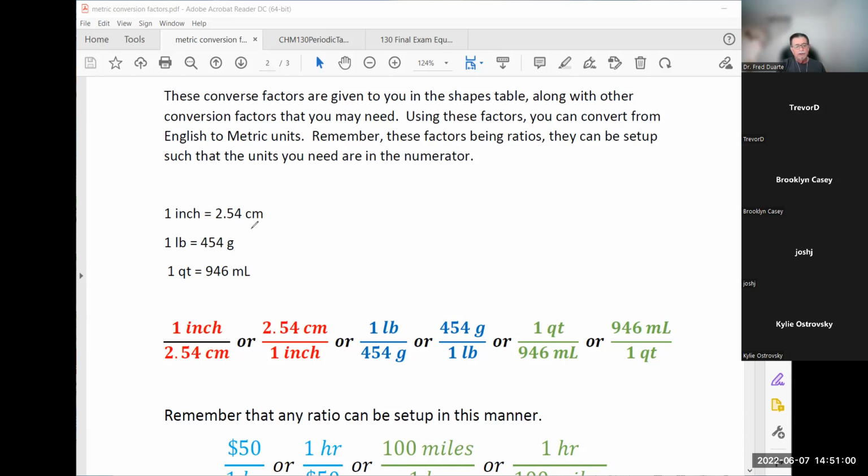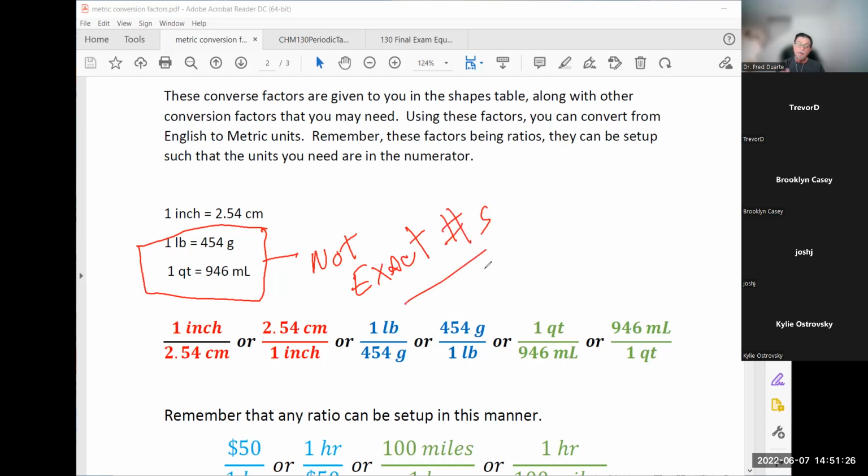Now, I've got to follow the format that the rest of the department uses, so I'll go with this. The following 2 conversions, 1 pound to 454 grams, and 1 quart to 946 milliliters, are not exact numbers, okay? They're measurements, and therefore could be a factor in the sig figs of your final answer, okay? The top factor is treated as exact.